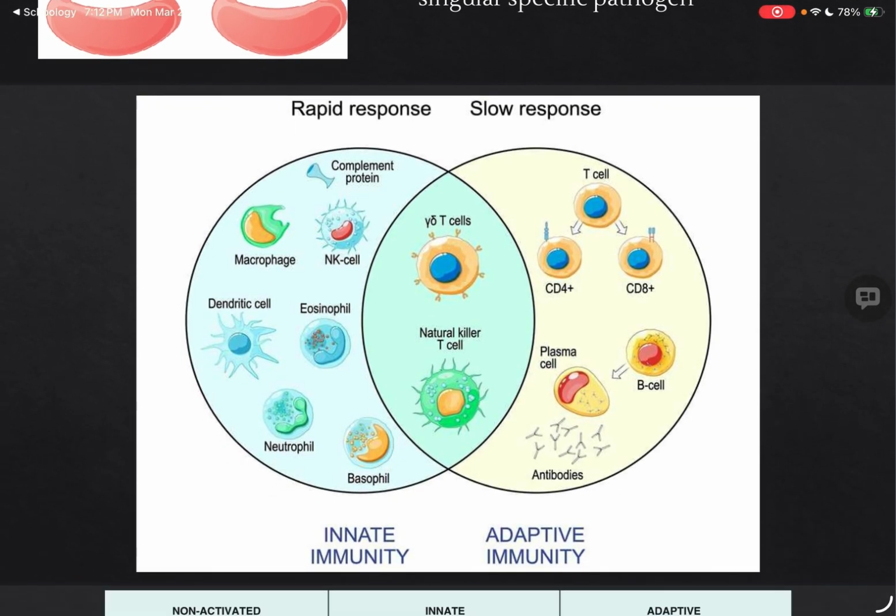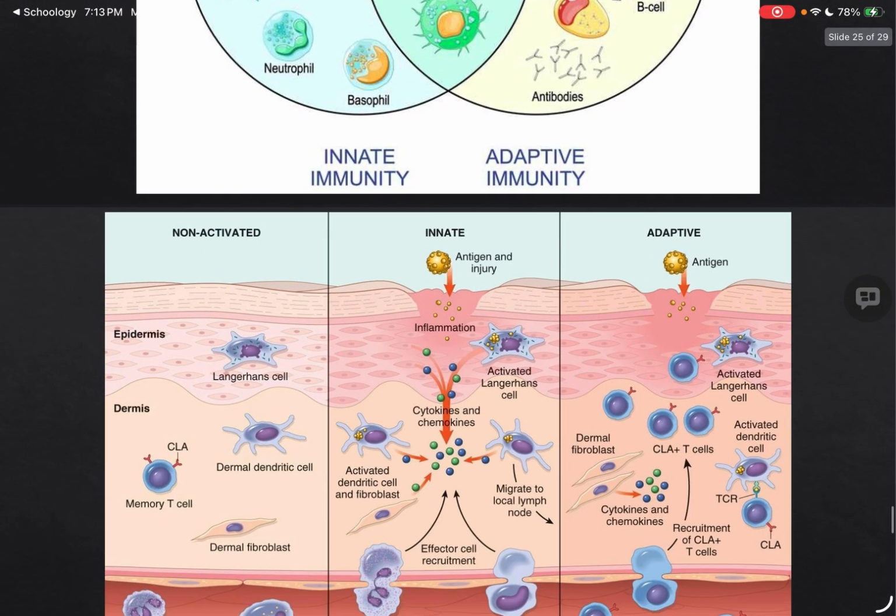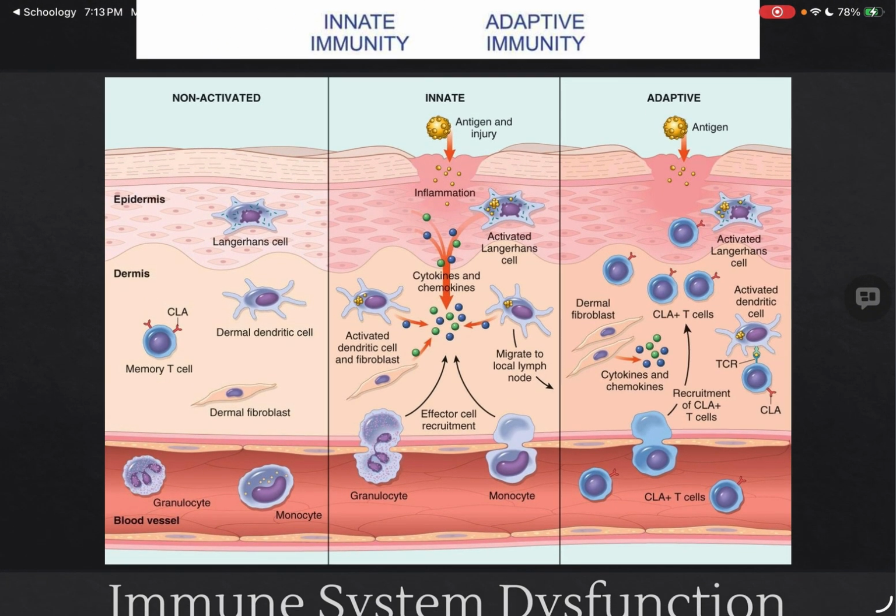Go ahead and pause to take a closer look at this diagram, but it just shows our rapid response cells, our slow response cells, and the ones that are in the middle also are innate versus adaptive. Here's another image showing the differentiation of non-activated, innate, and adaptive.